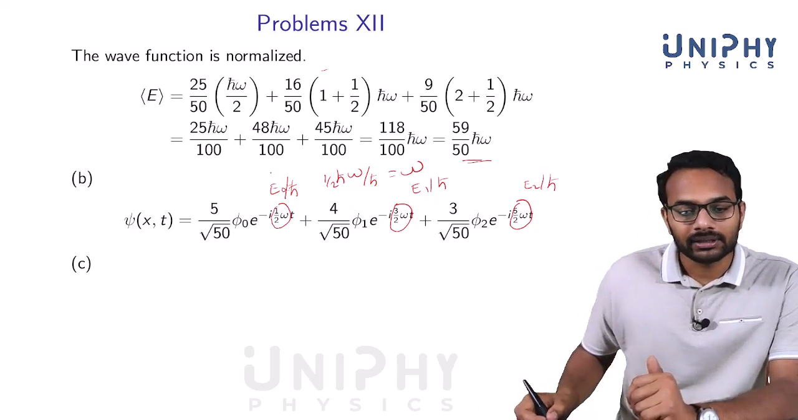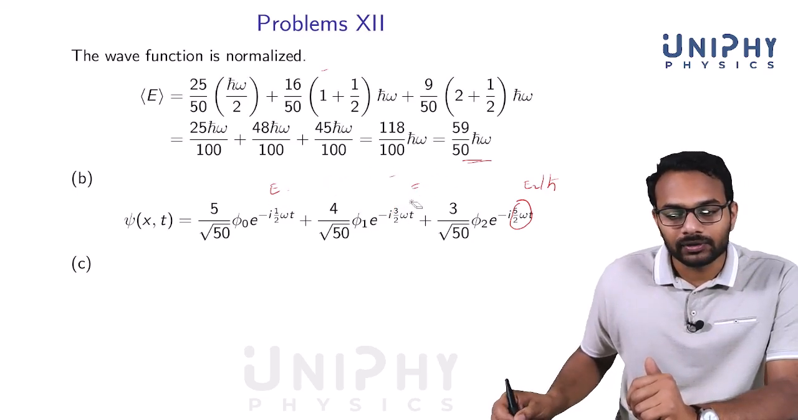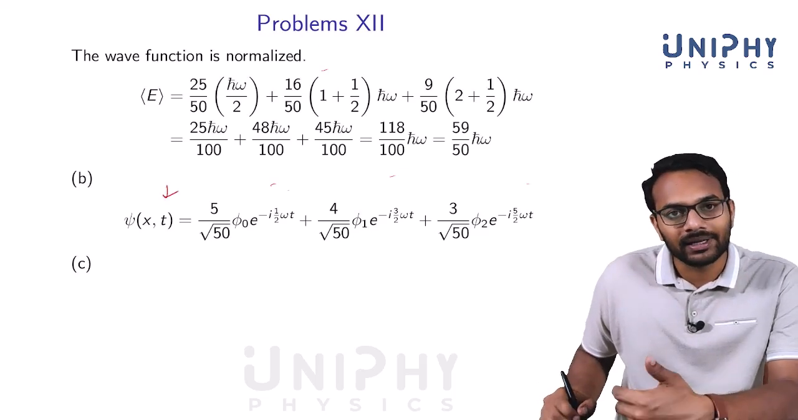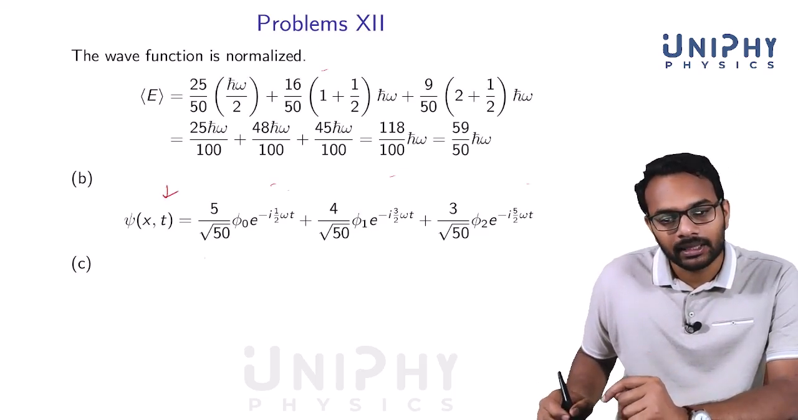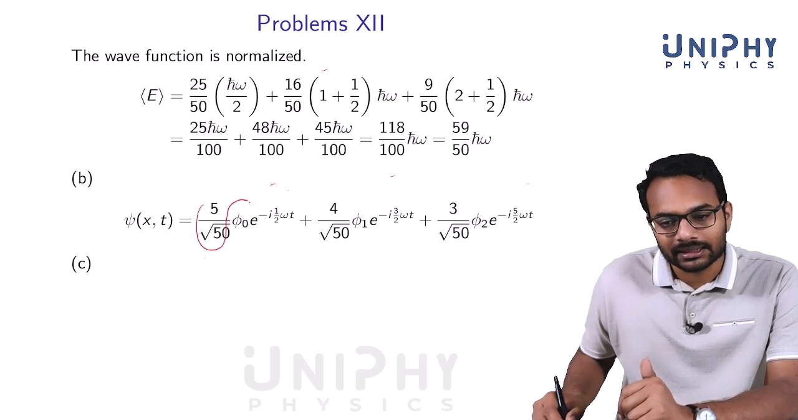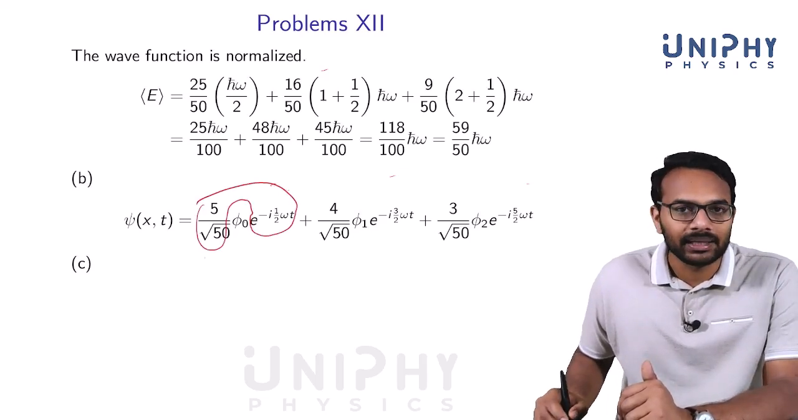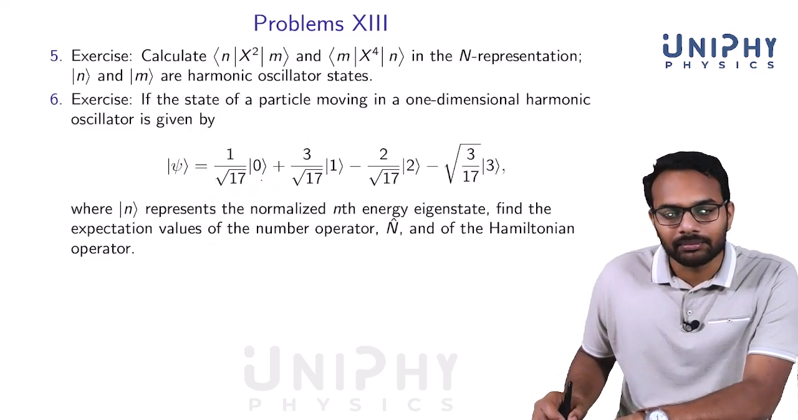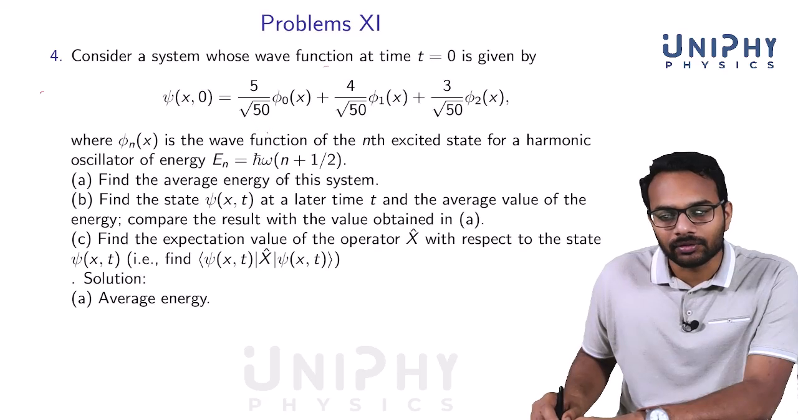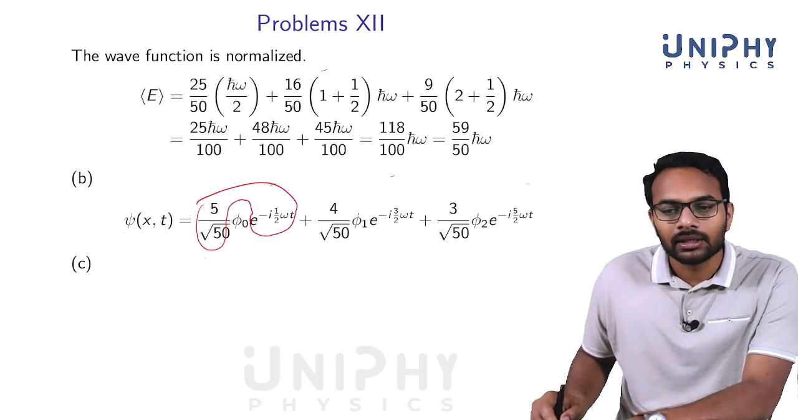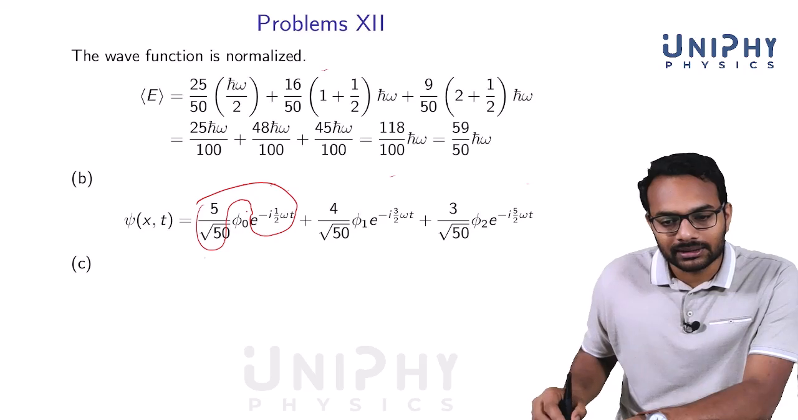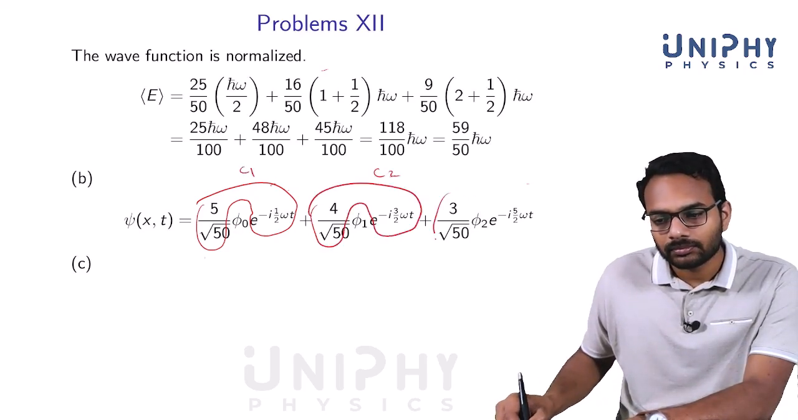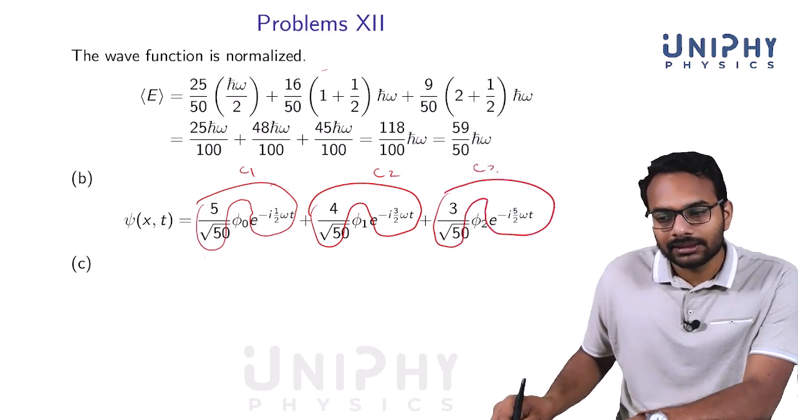Now we are supposed to find the expectation value of the Hamiltonian or energy, the average energy, if this is the state. Again, you can do the exact same thing. You take this as the expansion coefficient, and you can use exactly the same formula as we did in the previous case. So this is C1, this is C2, and this is C3, right?